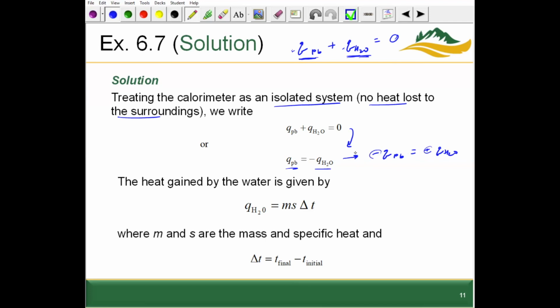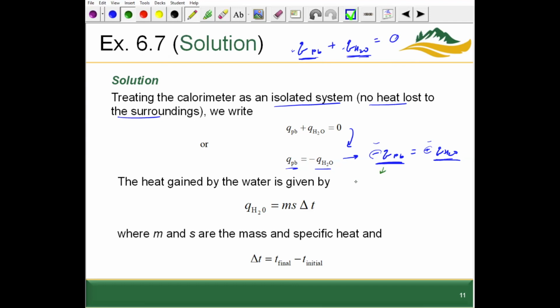We don't know yet, we haven't thought about, is lead going to lose heat and then water is going to gain heat, or is water going to lose heat and lead is going to gain heat? So that's where these signs come in, and we'll have to think about those. Right now, we're just saying that whatever is happening to lead, the opposite is happening to water.